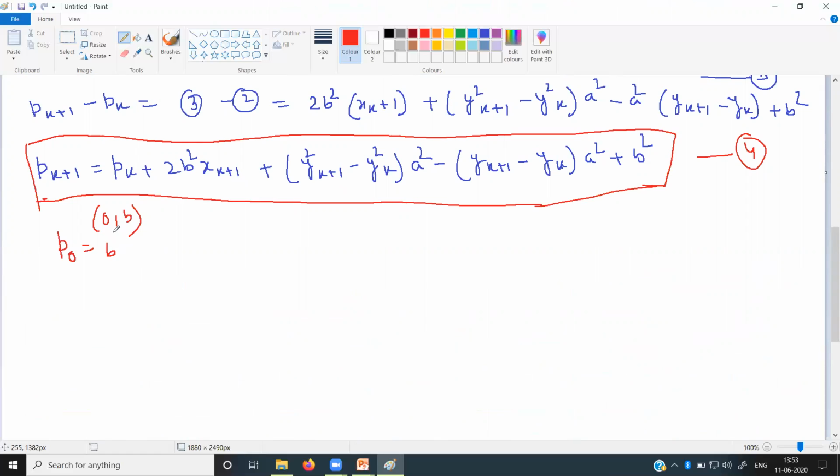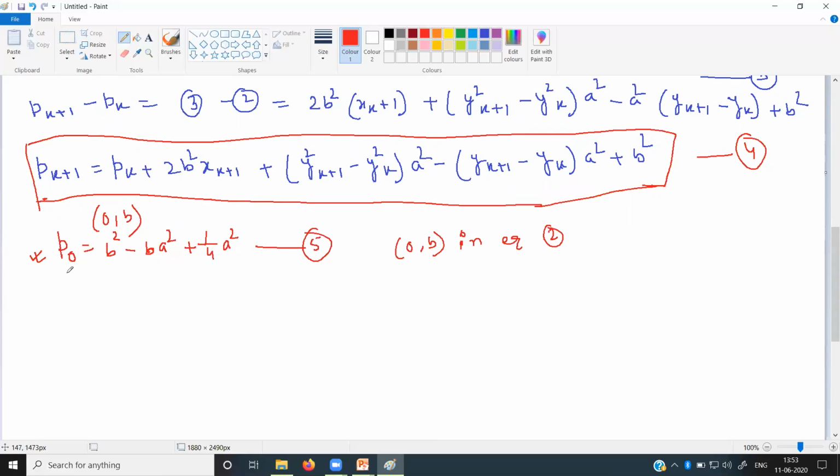Fine. So if you substitute this value in equation 2, you will get the initial decision parameter p0 is nothing but b square minus b a square plus 1 by 4 a square. Let us say it is equation 5. How are we getting this equation 5? We are substituting 0, b in equation 2. We are getting the p0. Fine. So we have p0.